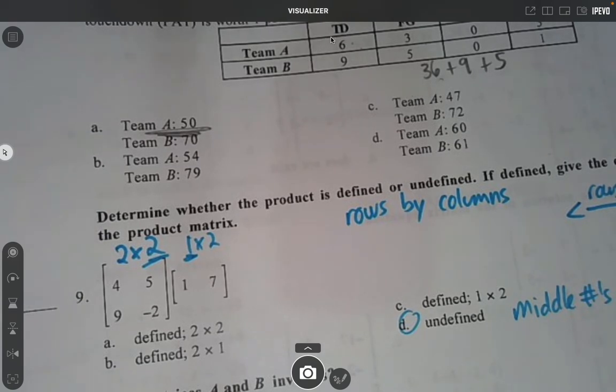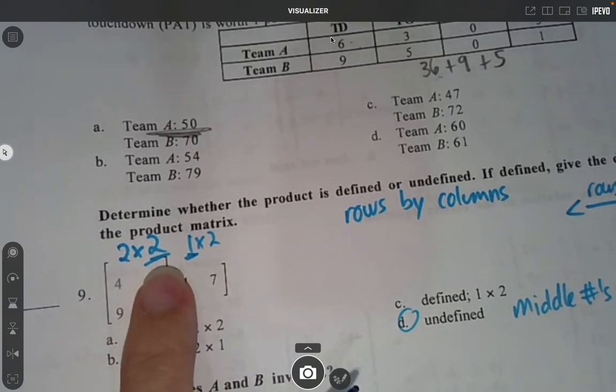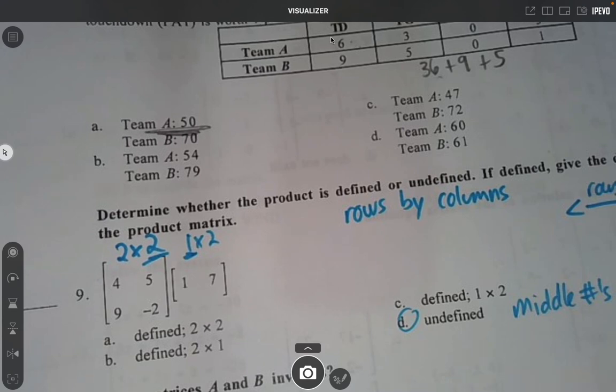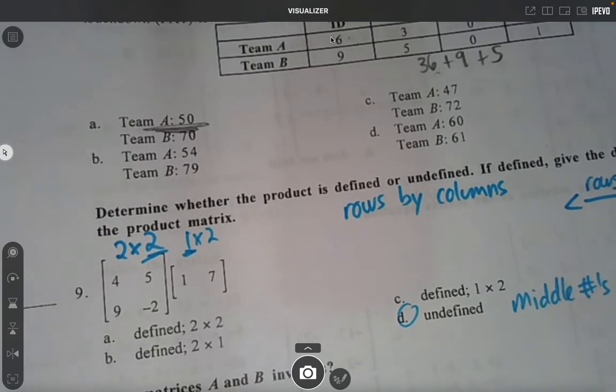If the middle's not matching, it's always undefined. Since the 2 and the 1 didn't match, it was undefined. Rows are pews in the church. Yep, that's a good way to think of it. I lose it every time. I think columns are like matrix. Yeah, I'll do that to check myself.